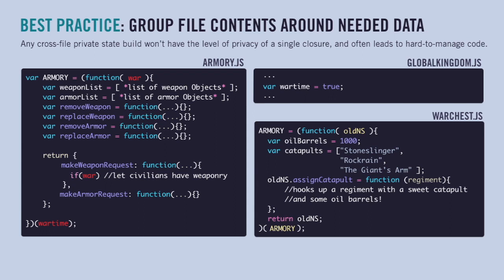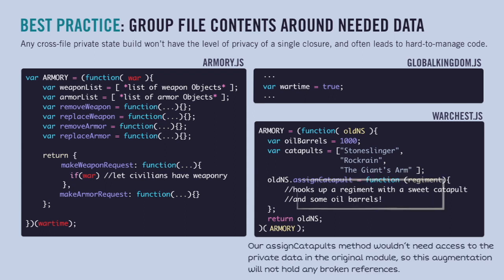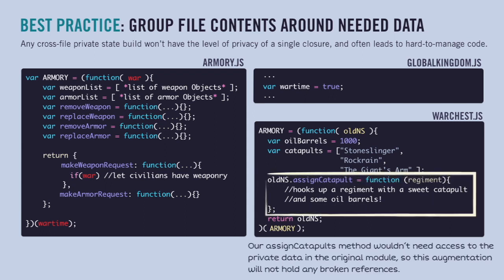You can see here, though, in our cool warchest.js file, that assign catapult doesn't need any access to the old private data, so we don't have any broken references, and our file is grouped very well for augmentation.